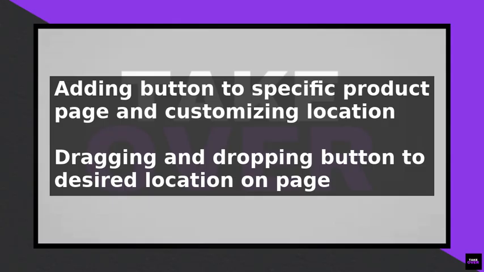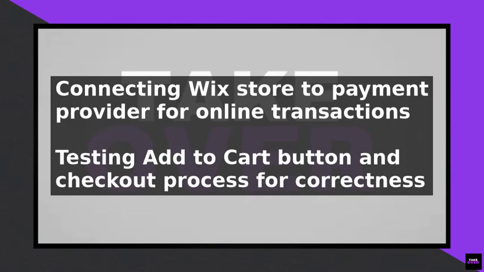Best practices for setting up the Add to Cart button include making sure it is prominently displayed on the product page, using a clear and concise call to action, and testing it regularly to ensure it is working correctly. By following these steps and best practices, you can easily add an Add to Cart button to your Wix store and start selling products online.